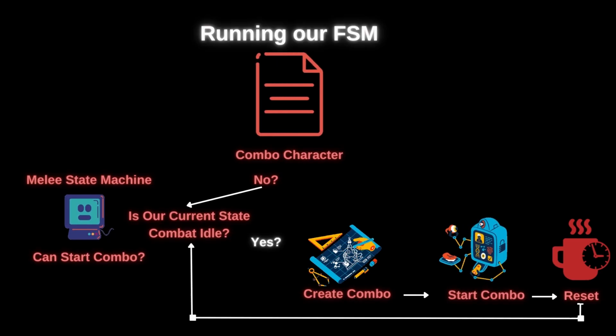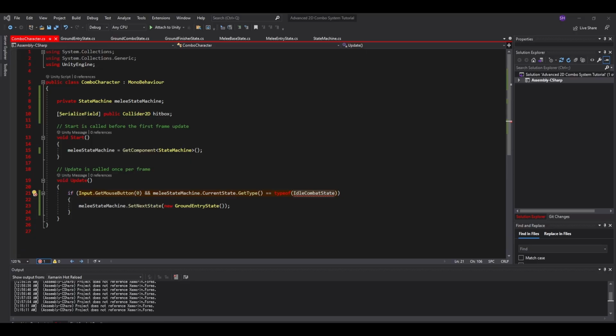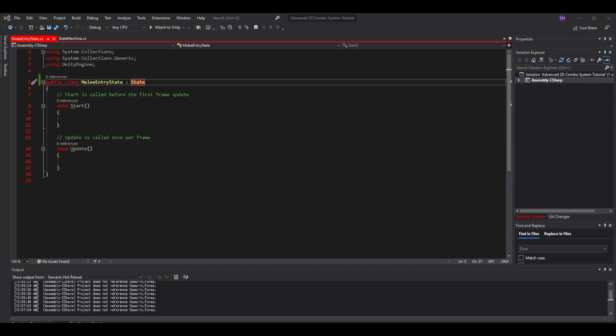This is going to be our main state type. It's just going to be a blank state that continuously runs no logic, so we know that the state machine is ready to start firing off a brand new combo. Now, when the checks are met, we want to set it to the melee entry state. The melee entry state is going to be our hub for all melee combos that we create in this process.